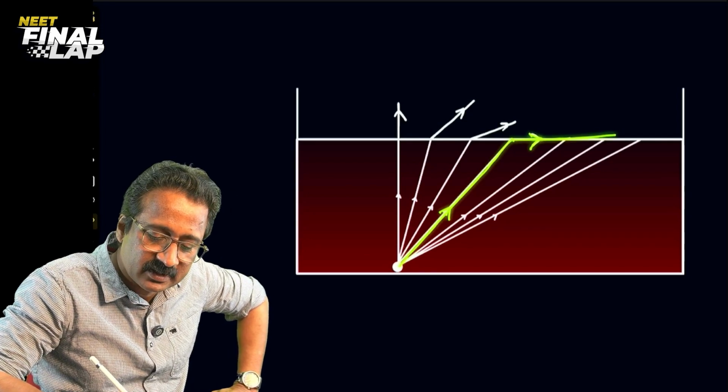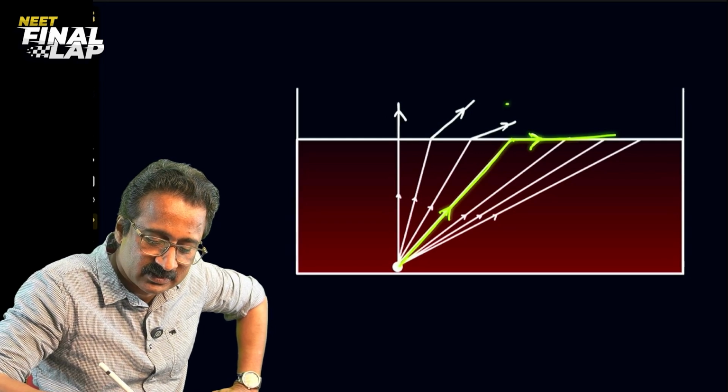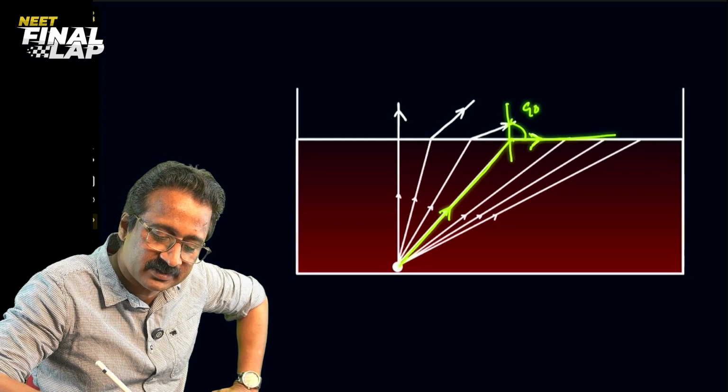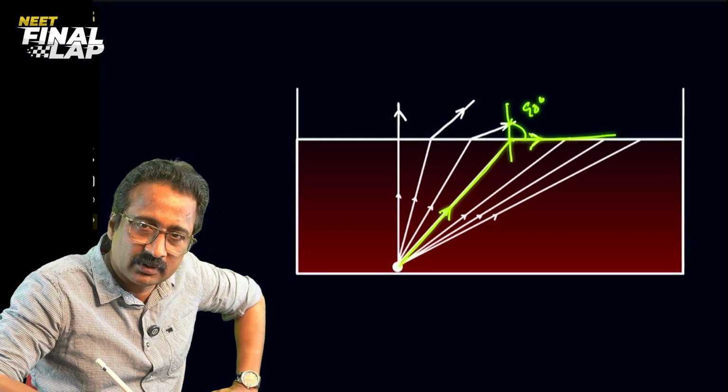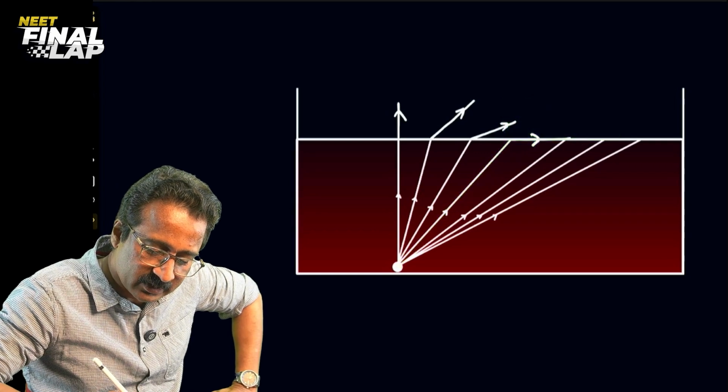In fact, it is grazing the surface in such a way that this angle has become 90 degrees. Now, if you increase the angle of incidence further, look at the next ray.